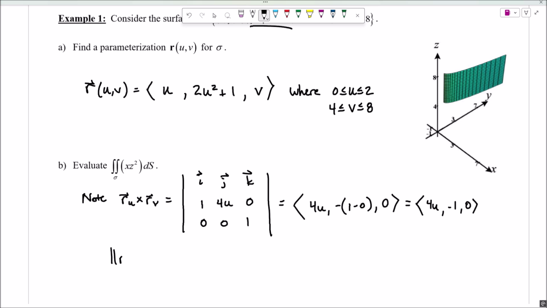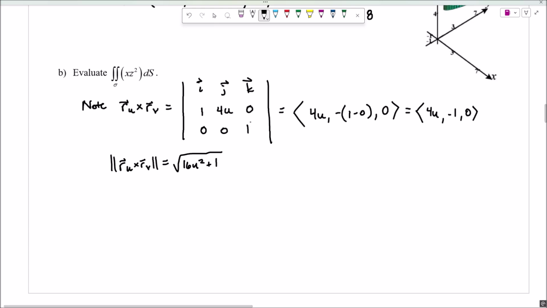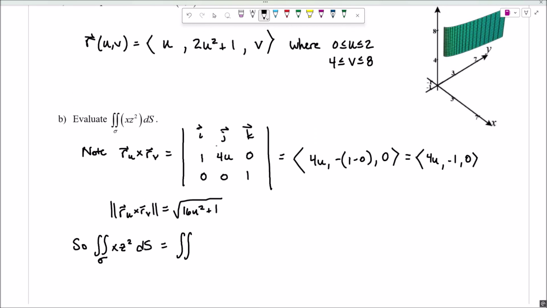Now I need to go ahead and actually calculate the norm of the cross product. And I can see that that's going to give me the square root of 16u squared plus 1. Okay? So now I should be able to go ahead and actually fully set up this integral. So it should be the case that the integral that I started with can be rewritten as, let's see, I'm going to update my function first. My function here is x and then z squared.